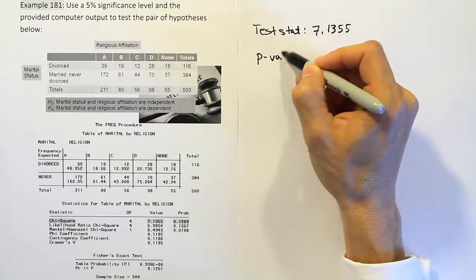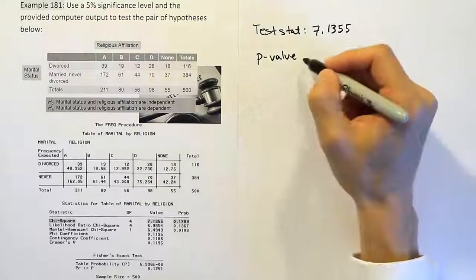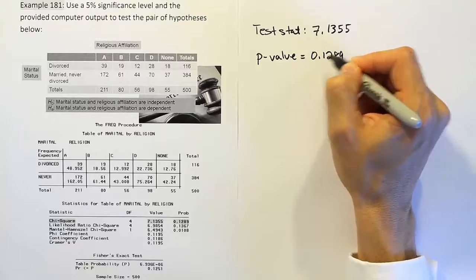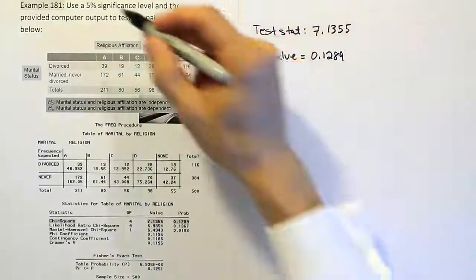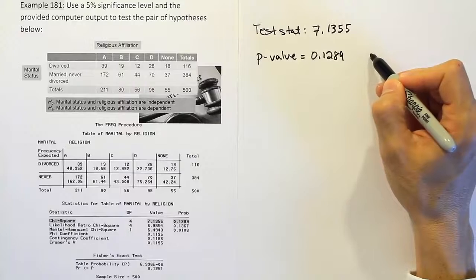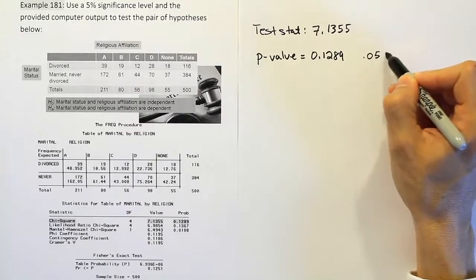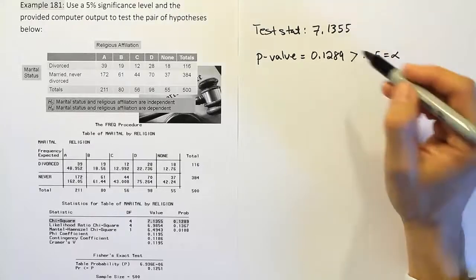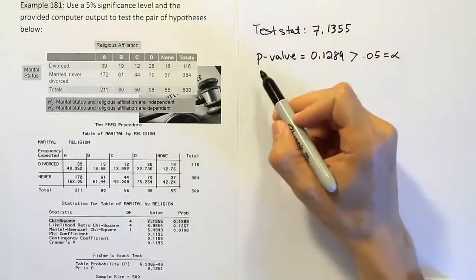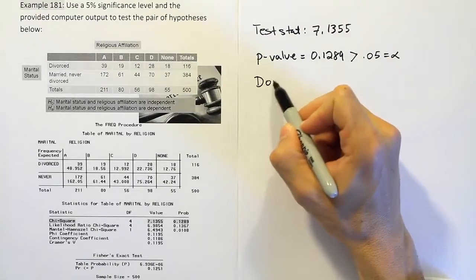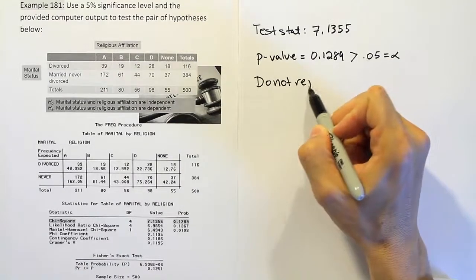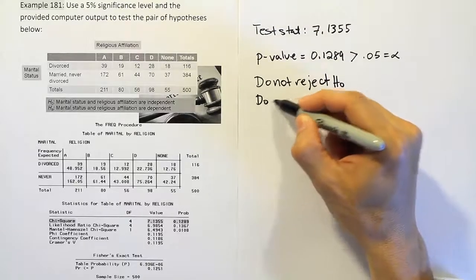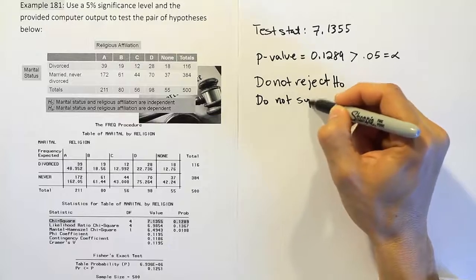The p-value from the problem right next to that test stat is equal to 0.1289, it says. Now, if we look at a 5% significance level and we compare that, we're going to say, okay, 0.05, which is alpha. When we compare this, we see the p-value is larger than alpha. Whenever that happens, whenever the p-value is large, we do not reject. So we're going to say do not reject H0, and therefore do not support HA.